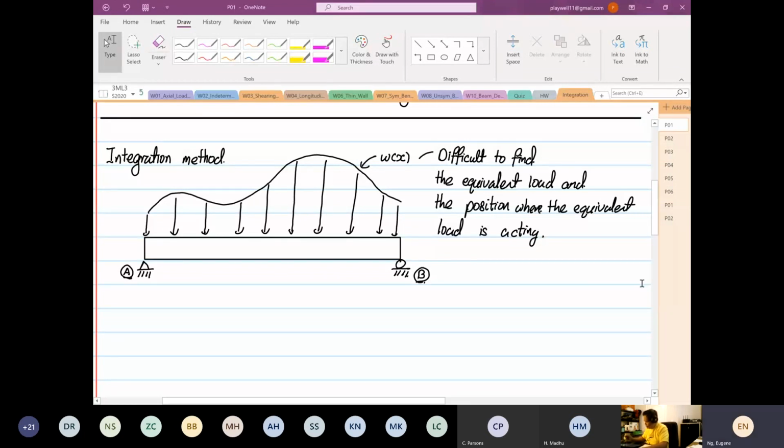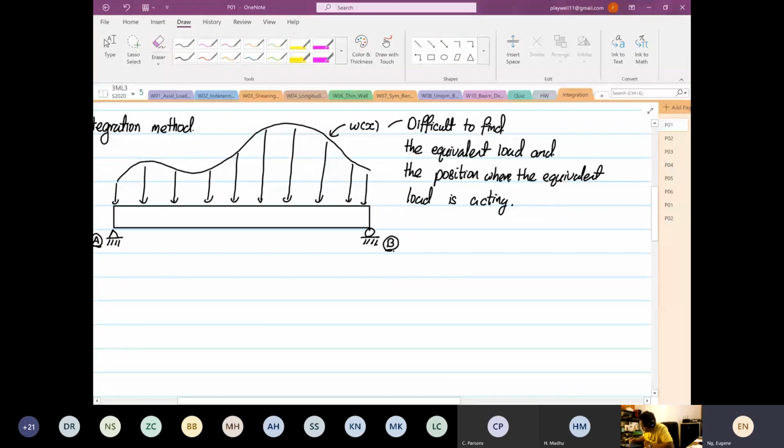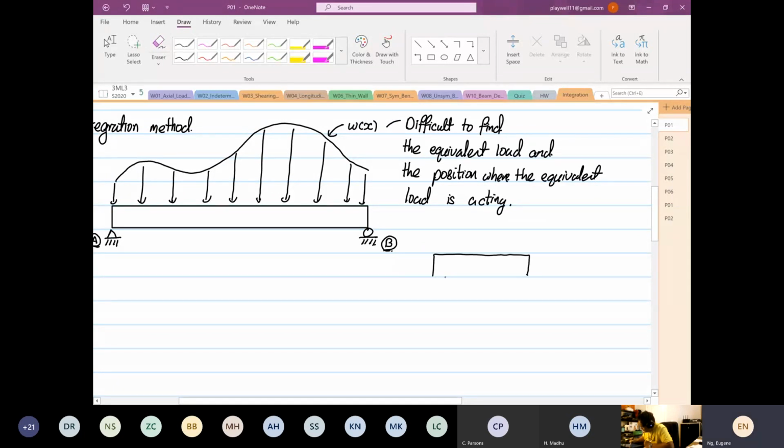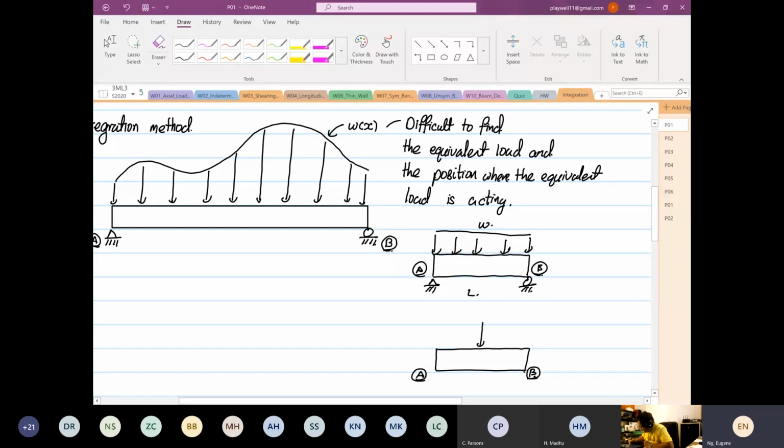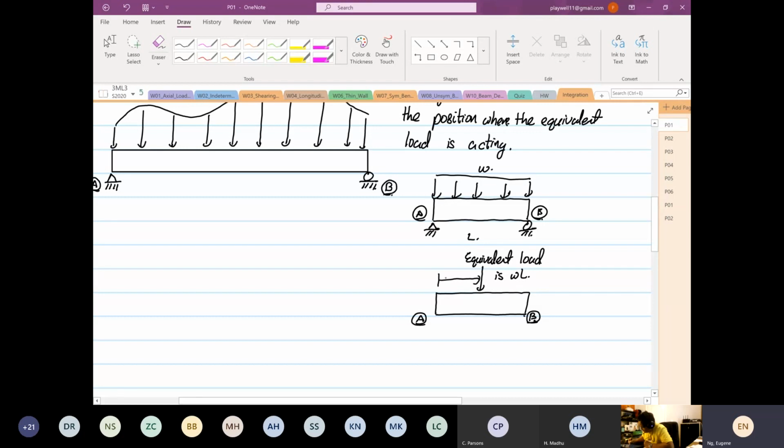It's difficult to find the equivalent load and the position where the equivalent load is acting. What do I mean by difficult? We know that when it's an evenly distributed load, with length L and intensity omega, finding the equivalent load is straightforward. This is my point A, and this is my point B. The equivalent load is omega L, and its position is L divided by 2.